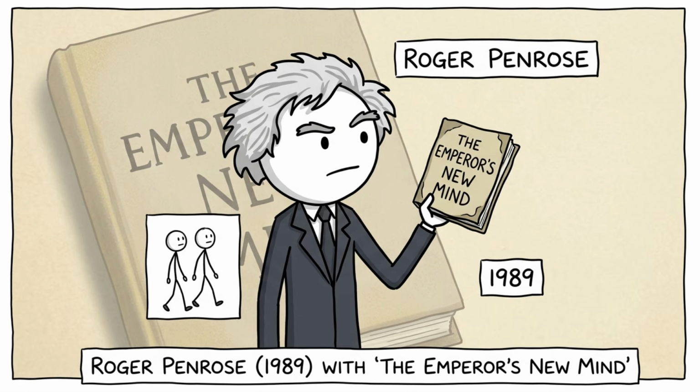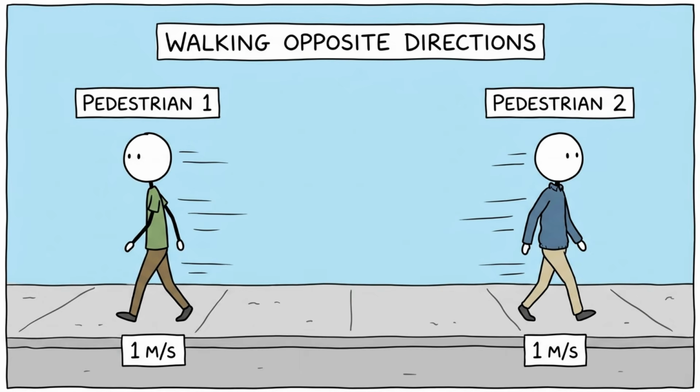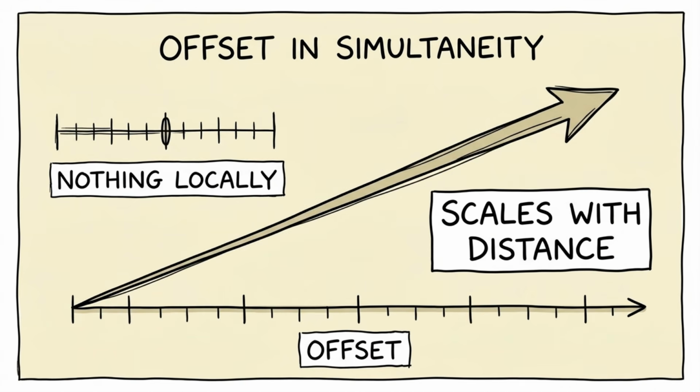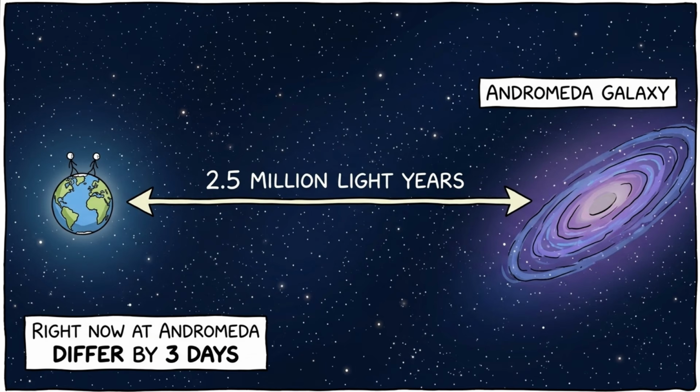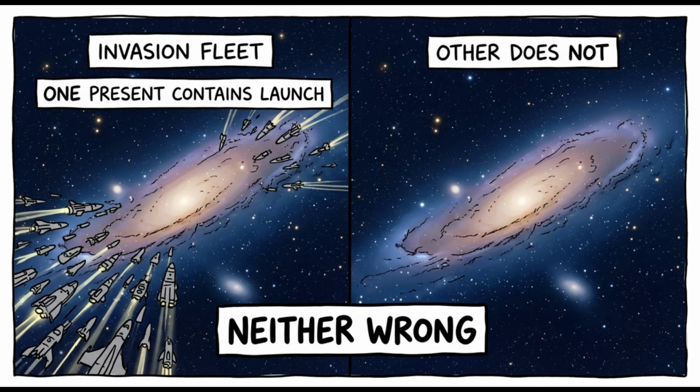Roger Penrose gave the sharpest illustration of it in his 1989 book, The Emperor's New Mind. Two people pass each other on a pavement, walking in opposite directions at about a meter per second. The offset in simultaneity scales with distance, so it is nothing locally. But apply it to the Andromeda Galaxy, 2.5 million light-years away, and the two pedestrians' definitions of right now at Andromeda differ by roughly 3 days. If an invasion fleet launched there this week, one pedestrian's present already contains the launch and the other's does not. And neither of them is wrong.